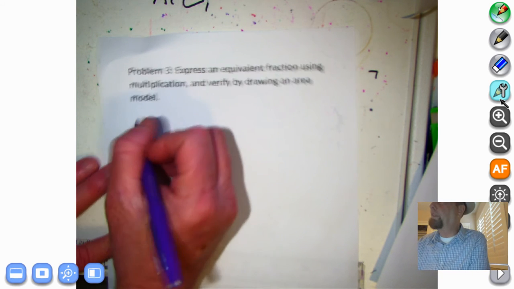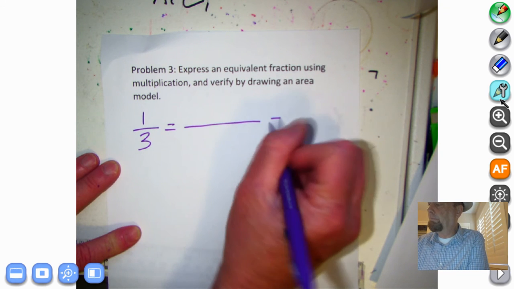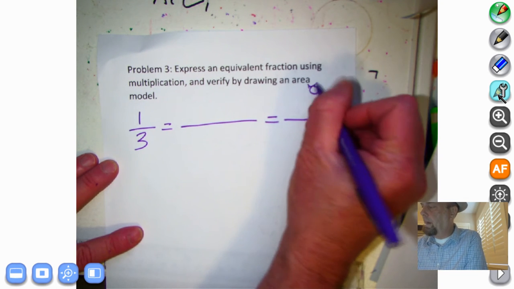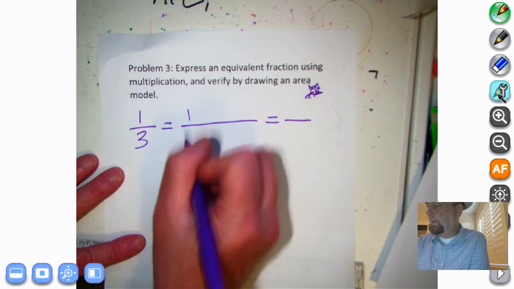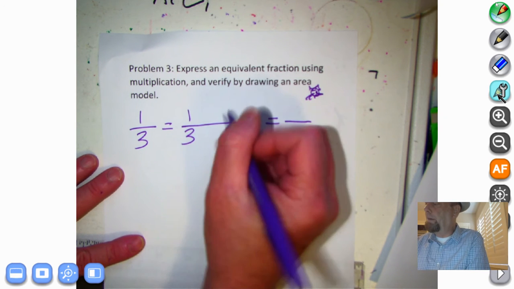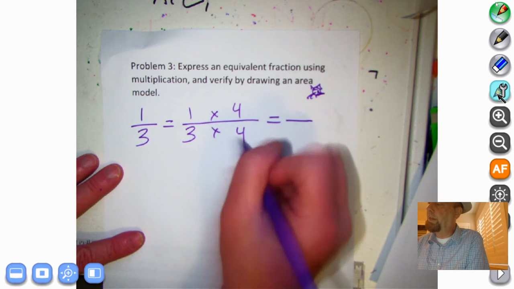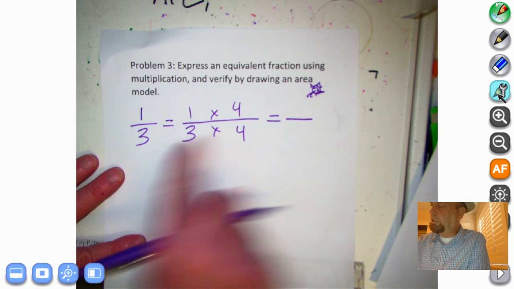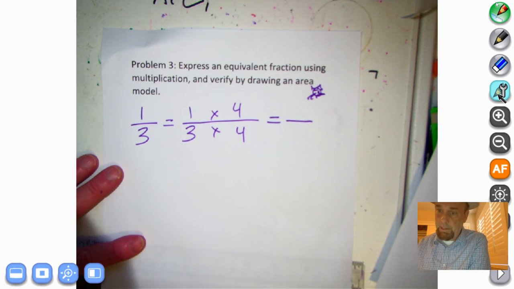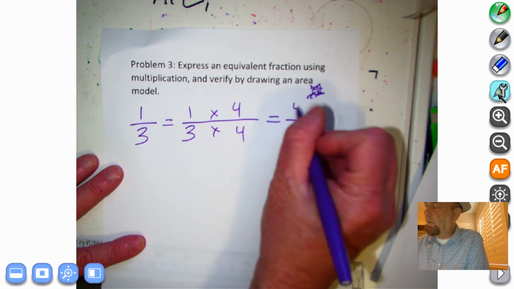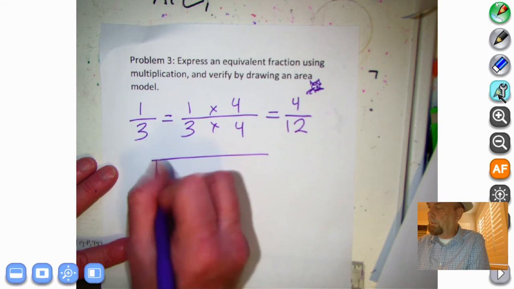All right, we're going to start off with 1/3 equals, so we are indeed copycats. I'm going to multiply 1/3 by 4/4. We just have to multiply straight across. When we were adding, the denominator didn't change, but now we're multiplying, so the denominator does change. So 1 times 4 is 4, and 3 times 4 is 12.